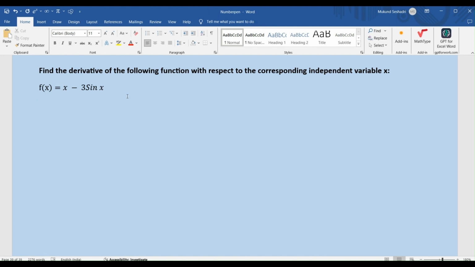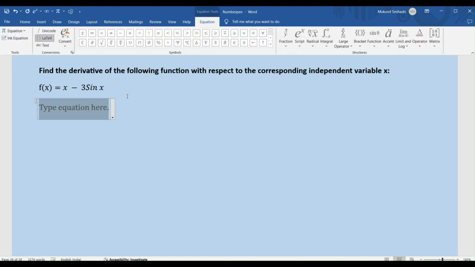So this is a function f of x which is of the type u plus v, right? And where u and v are again differentiable functions which are dependent on the independent variable x, right? So my u of x equals x, and my v of x equals minus 3 sine x, right? So here we have our f of x equals u plus v, right?